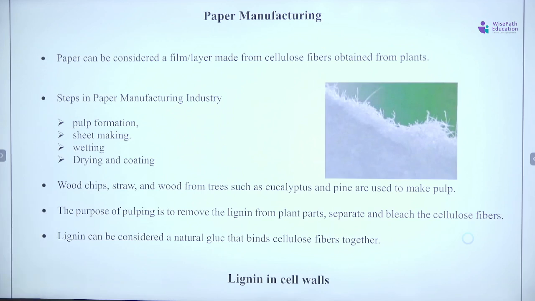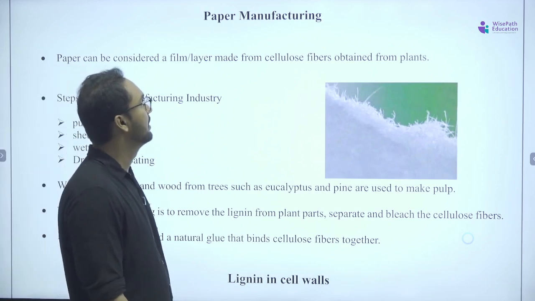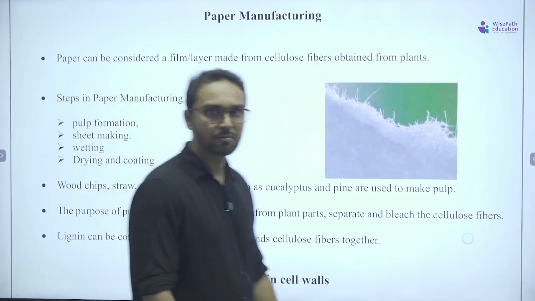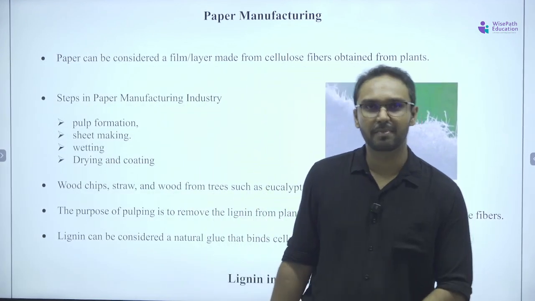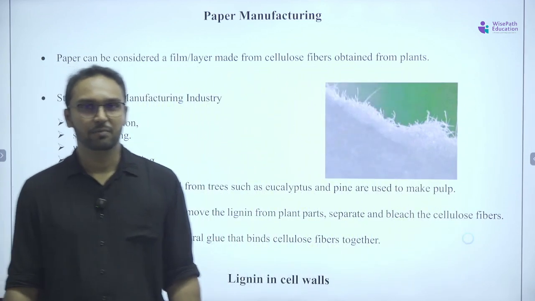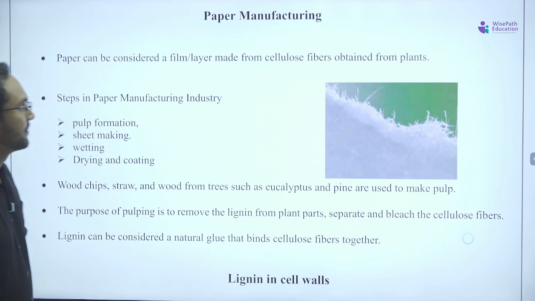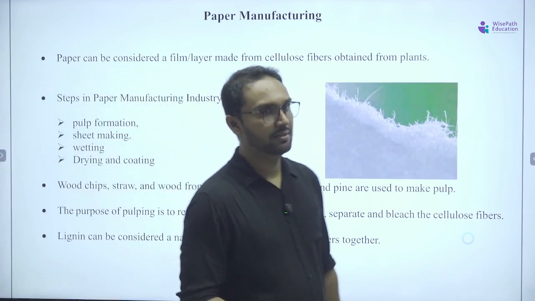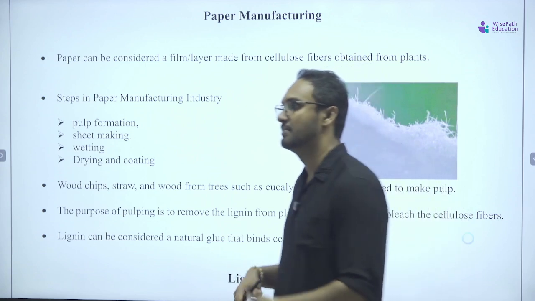Paper can be considered as a film layer made from cellulose fibers obtained from plants, right? So it's basically made from plants. Papers are basically made from plant materials like the woody parts. Then you remove the lignin out of it, and you make a sheet, and so on.